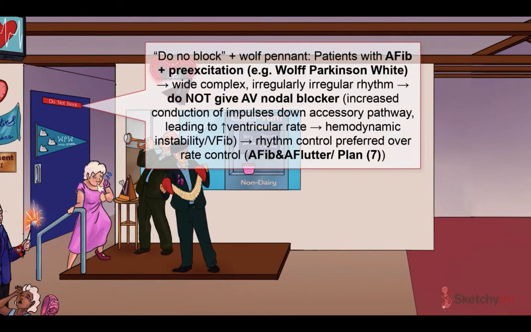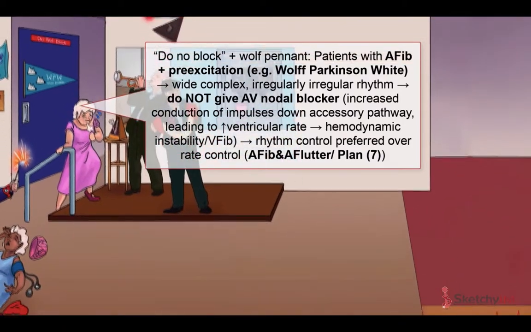In these patients with pre-excitation due to anterograde conduction across an accessory pathway, adding an AV nodal blocker, such as a beta blocker or calcium channel blocker, kinda diverts all the impulses down the accessory pathway, which can result in a significant increase in the ventricular rate, leading to hemodynamic instability and VFib. So, above the door, we've written "do not block." Don't be that guy. Instead, we go straight to rhythm control.